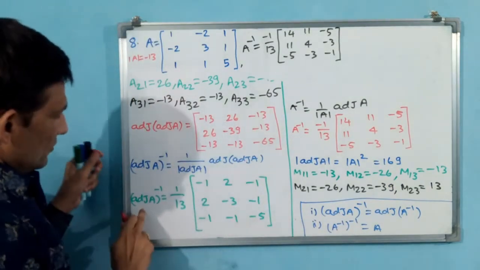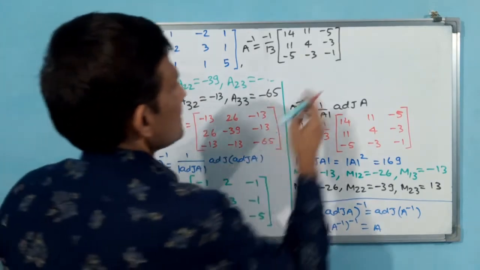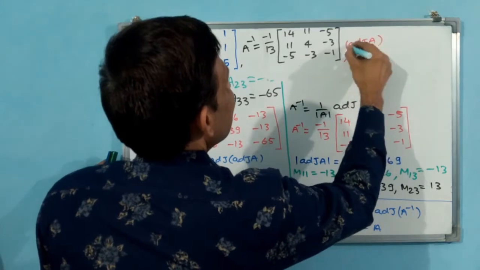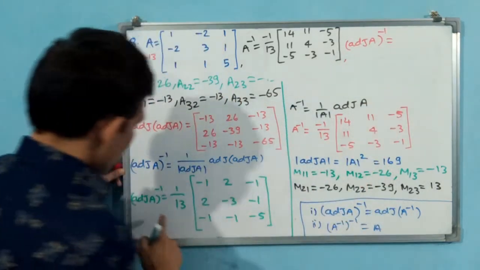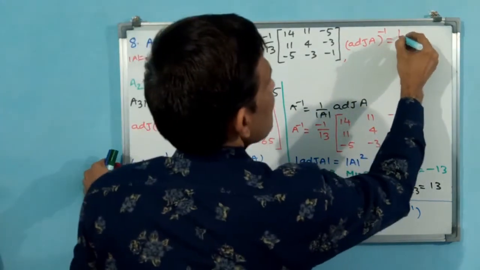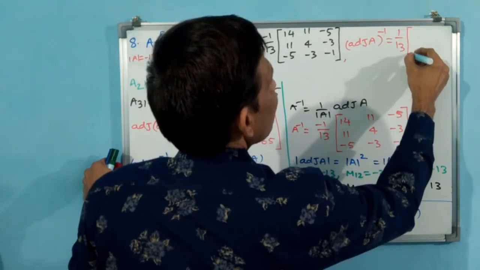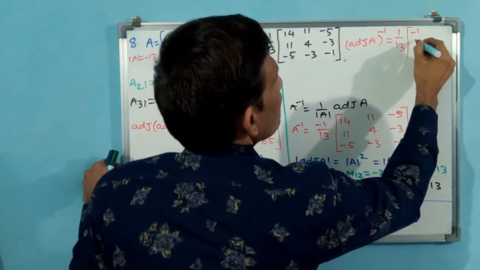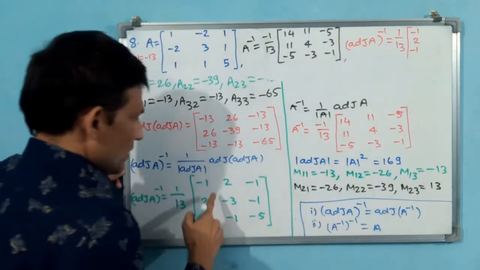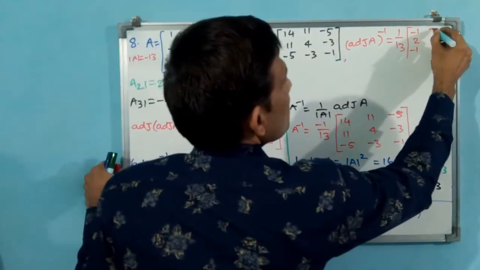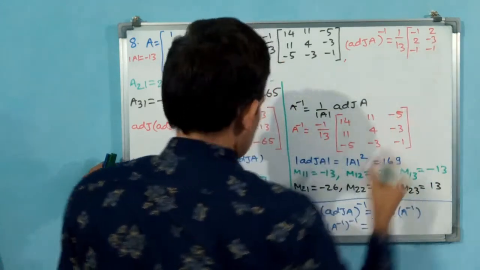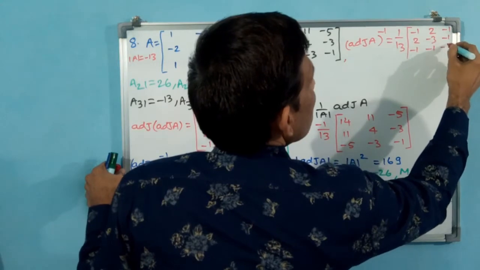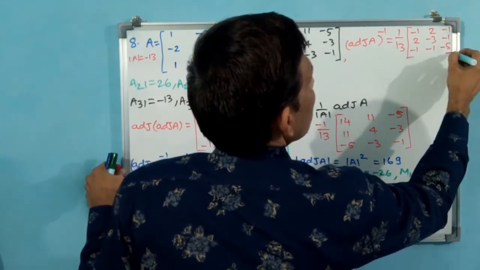Then we will write this also, adjoint A whole inverse. Adjoint A whole inverse, this also I am writing 1 by 13. Okay. Minus 1, 2, minus 1; 2, minus 3, minus 1; minus 1, minus 1, minus 5. Okay?